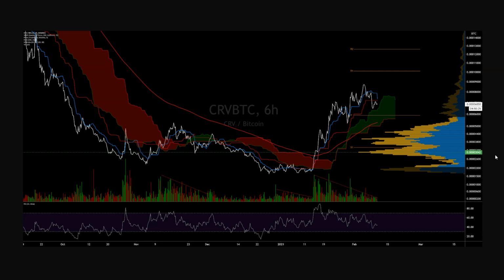The technicals for the USD chart look bullish like everything else in DeFi, and the technicals for the BTC chart also look relatively bullish, even in comparison to some of these other DeFi BTC pairs.